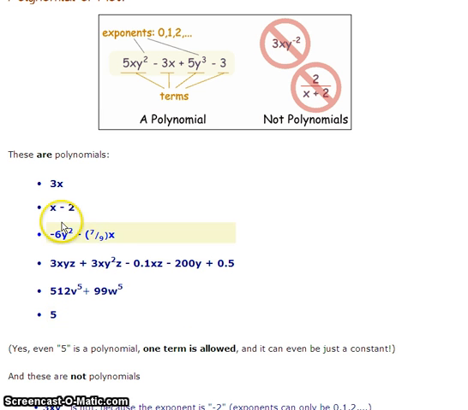Okay. What makes these polynomials is that they fit the criteria. They are terms that have variables in them. They have a constant. They have positive exponents, no fractional exponents, and there is no division by a variable. So all of these will classify as polynomials.